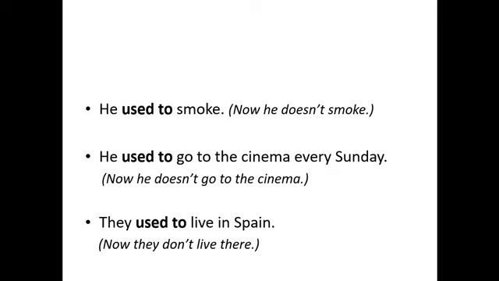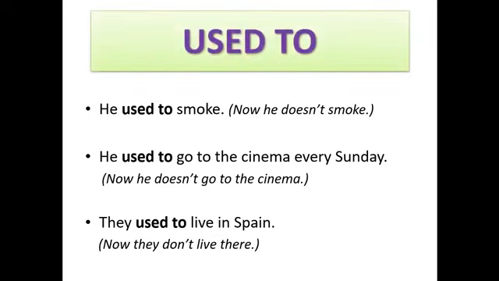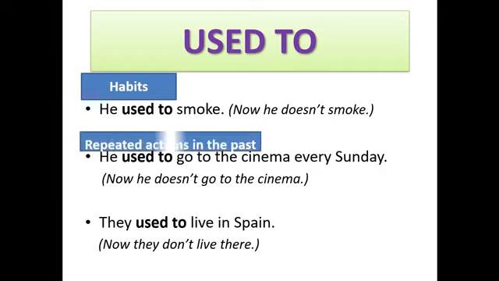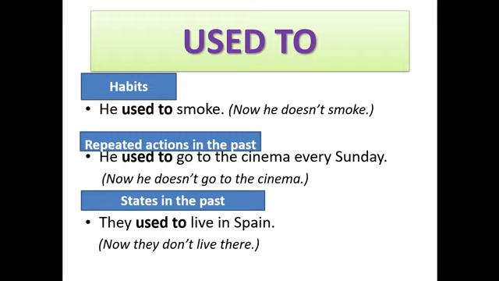Okay, here we have other examples, and each example represents something. The first one, he used to smoke, but now he doesn't smoke. So this is a habit. It's a past habit. He used to go to the cinema every Sunday. Now he doesn't go to the cinema. So this is a repeated action in the past. They used to live in Spain, but now they don't live there. So this is a past state. This is a state in the past.